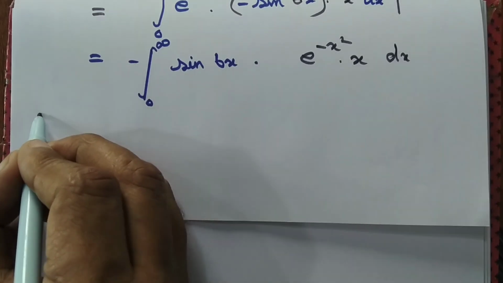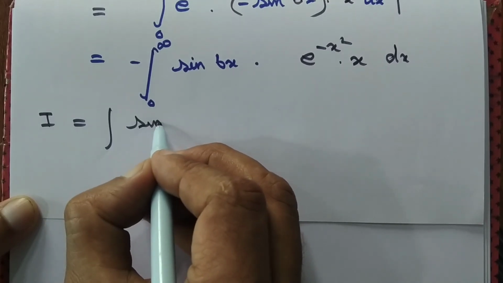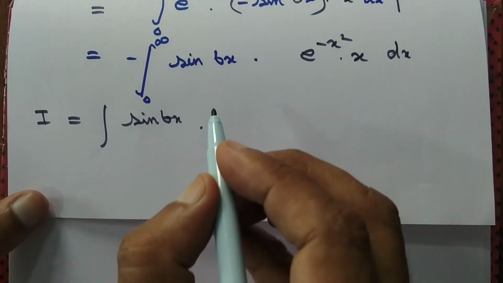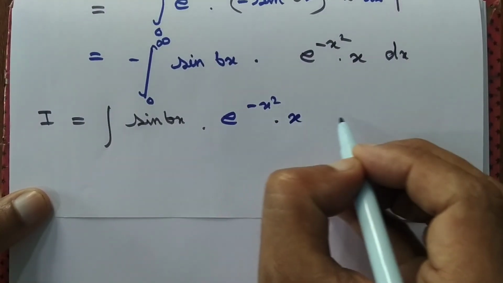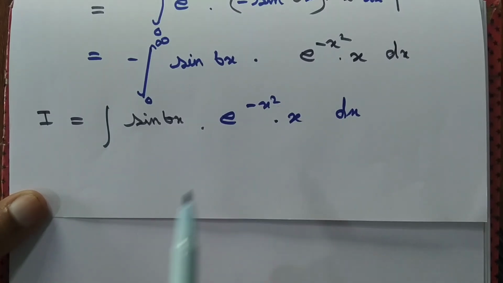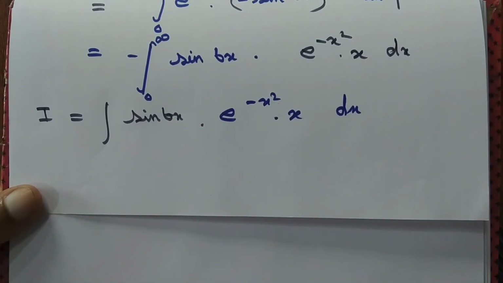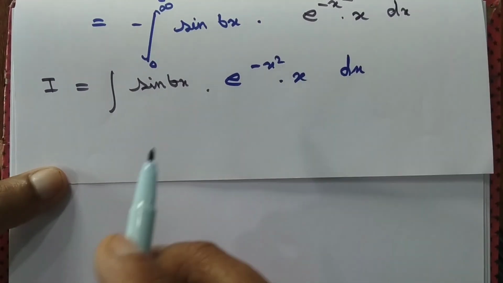So what we do is, we evaluate I equal to the integral of sine bx and then e to the power minus x square times x dx. We will regard u to be sine bx and v to be e to the power minus x square times x dx. Can we evaluate the integral of e to the power minus x square times x dx?